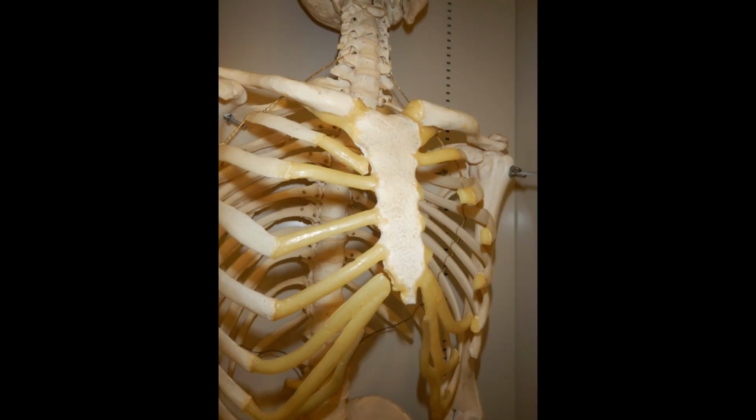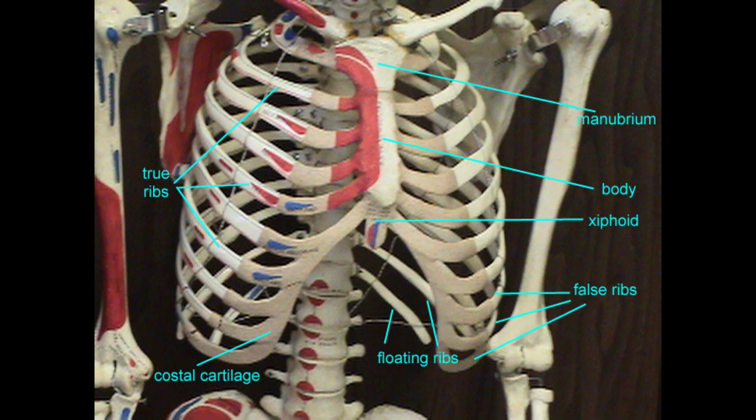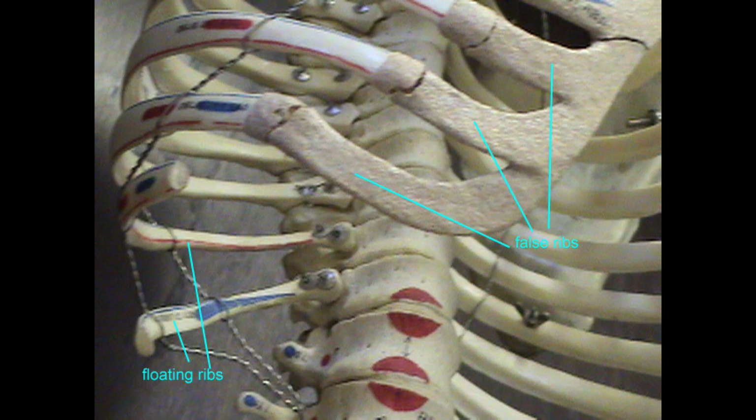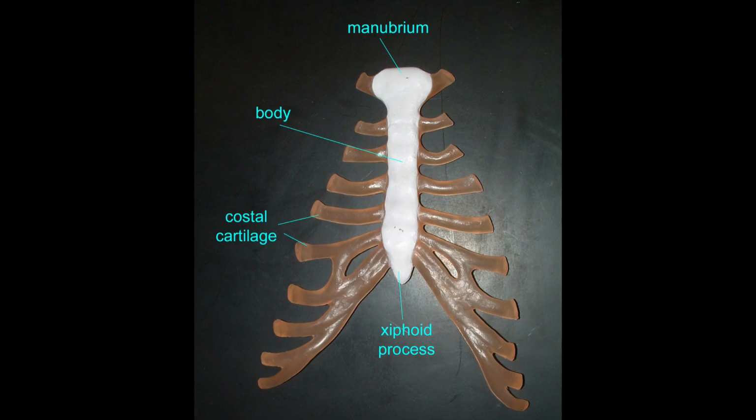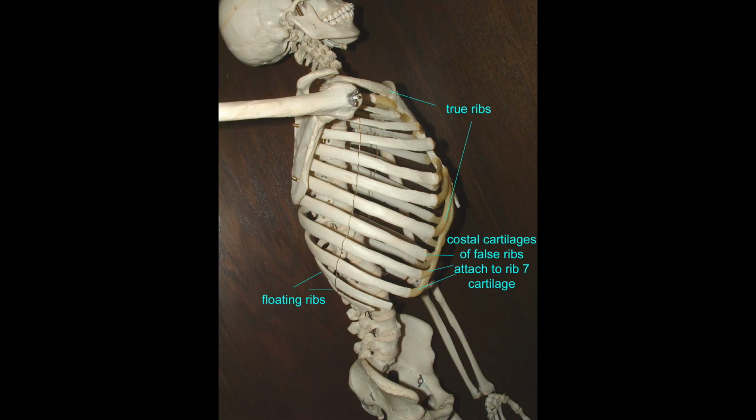And one could then distinguish between classes of ribs. The true ribs have their costal cartilages connect to the sternum. And then there are false ribs that do not. The first three false ribs have costal cartilages, but these attach to the costal cartilage of rib 7 rather than attach to the sternum itself. And then there are two floating ribs which do not have any cartilaginous connection to the sternum.